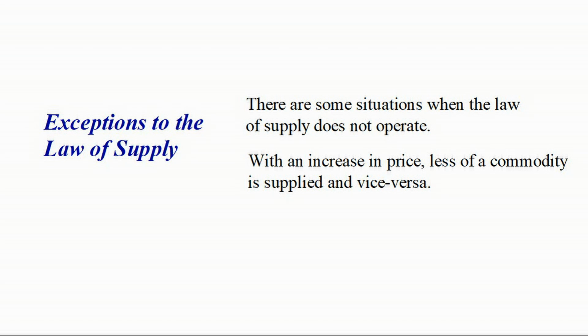We may not have a positively sloped supply curve. The relation becomes inverse. The higher the price, the less of the commodity is going to be supplied, and the lower the price, the higher will be the amount of commodity which is supplied by the firm. This case is referred to as an exception to the law of supply. These are cases or situations which are not governed by the law of supply.